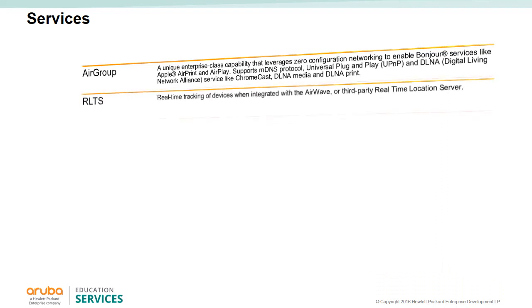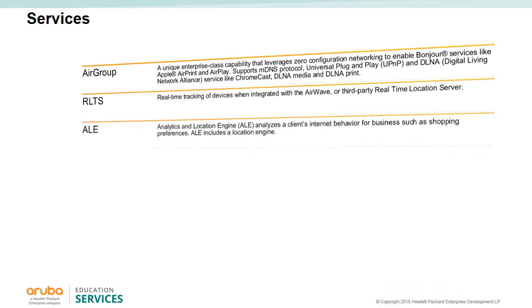RTLS. Instant supports real-time tracking of devices when integrated with the Airwave Management Platform or a third-party real-time location service such as AeroScout. With the help of the RTLS, the device can be monitored in real time or through history. ALE, Analytics and Location Engine, is designed to gather client information from the network, process it, and share it through a standard API. The client information gathered by ALE can be used for analyzing a client's internet behavior for business, such as shopping preferences. ALE includes a location engine that calculates the associated and unassociated device's location every 30 seconds by default.